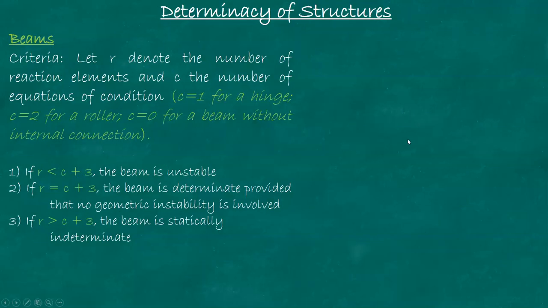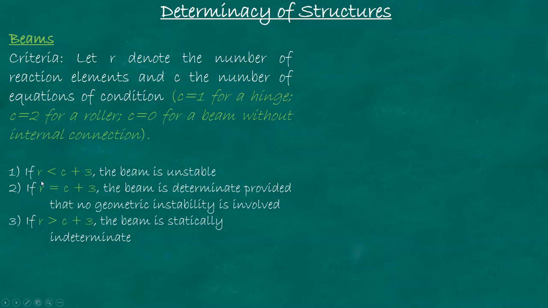Sige. Let us start with beams. So, ang criteria sa beam is, let R denote the number of reaction elements and C the number of equations of condition. The value of C is 1 for a hinge, internal. Ang C is equal to 1. Pero kung roller, C equals 2. And if there is no internal connection, then C is equal to 0.